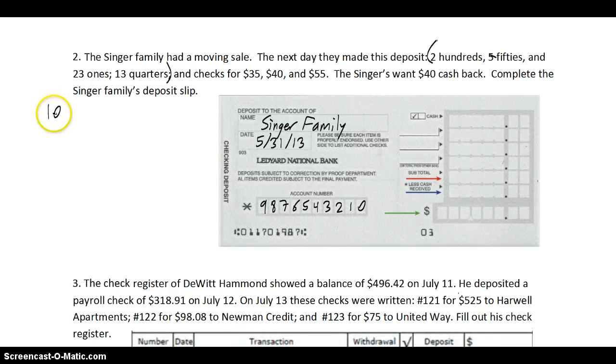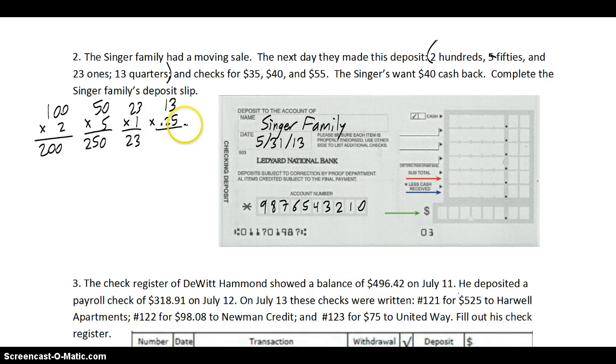Well, if I have $200 bills, that's $200, right? 5 50s is $250, right? 23 ones, well, that's just $23. And then 13 quarters, remember each quarter is worth 0.25 of a dollar, right? You multiply that out and you get $3.25. Add those all together, and that'll be your total cash and coins, which should be $476.25.